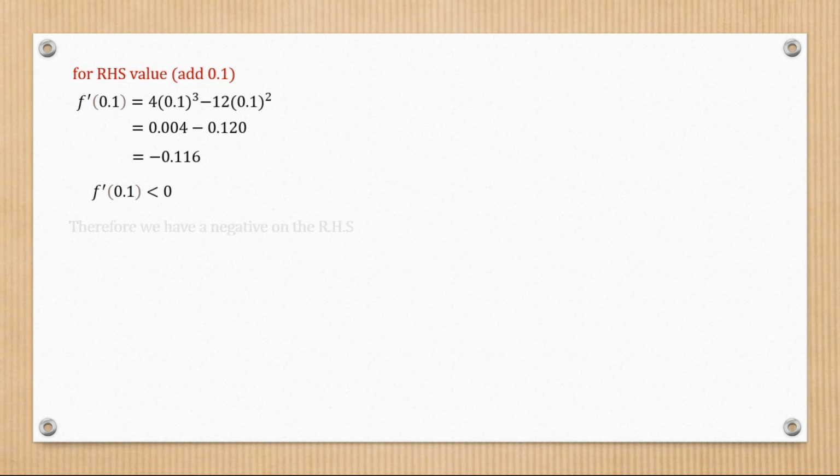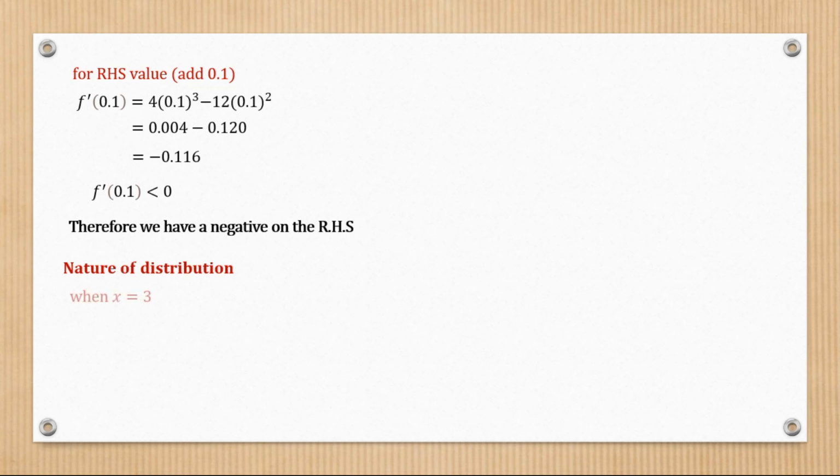So let's look at its right hand side value. I'm going to add 0.1 to the 0 and I'll have 0.1. So this is what I have. I'll have negative 0.116. So therefore this value is also less than 0. So therefore we have a negative again on the right hand side.